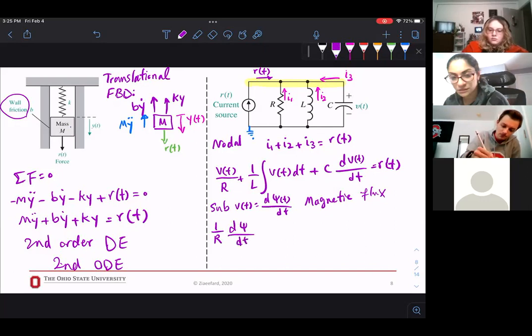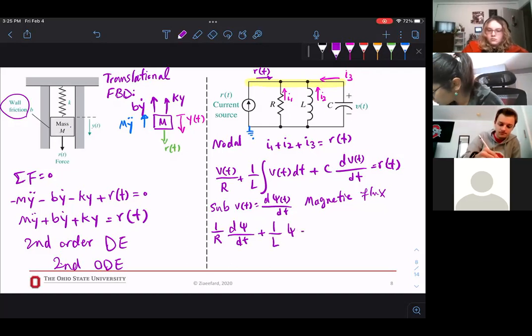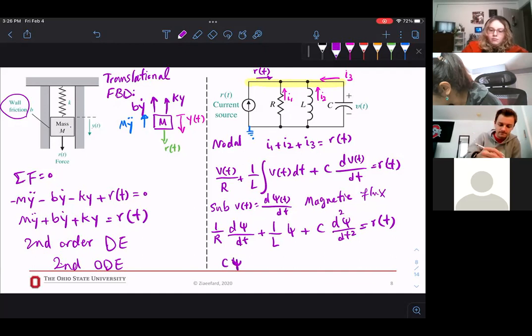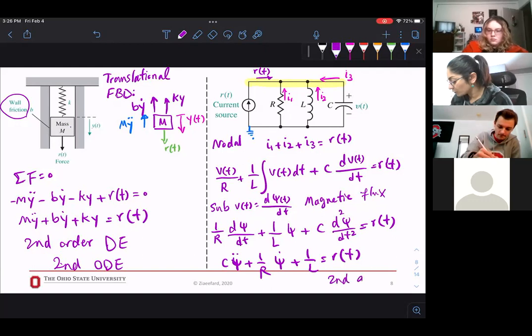So I'm going to eliminate t here. It's just faster to write, but don't forget it exists. Plus 1 over L ψ, plus C d²ψ/dt², equal to i(t). Now if I reorganize and write it with dots and double dots, this is Cψ double dot plus 1 over R ψ dot plus 1 over L ψ equals iT(t). So this is also a second order ODE. Both of them have the same governing equation.